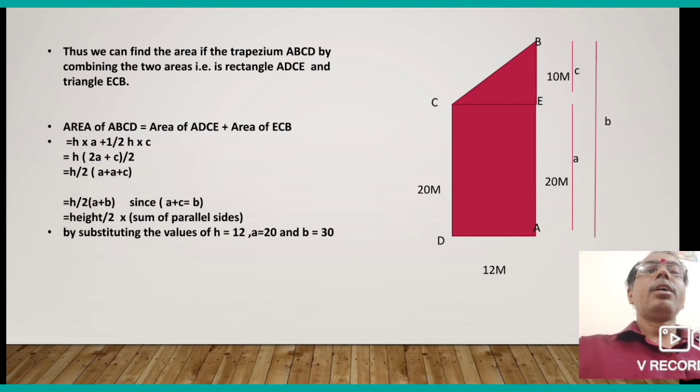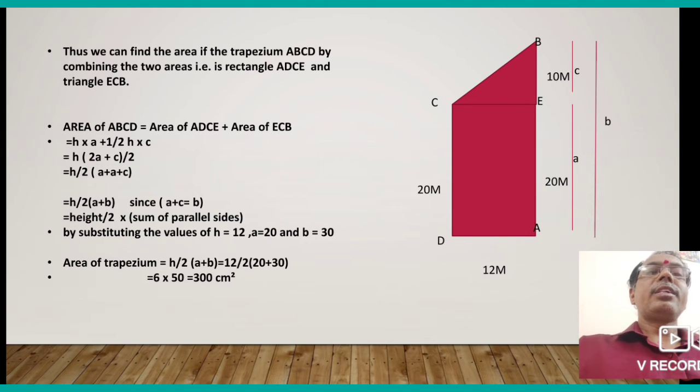Now we can apply that. By substituting the values h equals 12, a equals 20, b equals 30, we get area of trapezium equals h by 2 into a plus b. By that we can easily calculate the area of the trapezium. So 12 by 2 into 20 plus 30, then we get 6 into 50, that is 300 centimeter square.